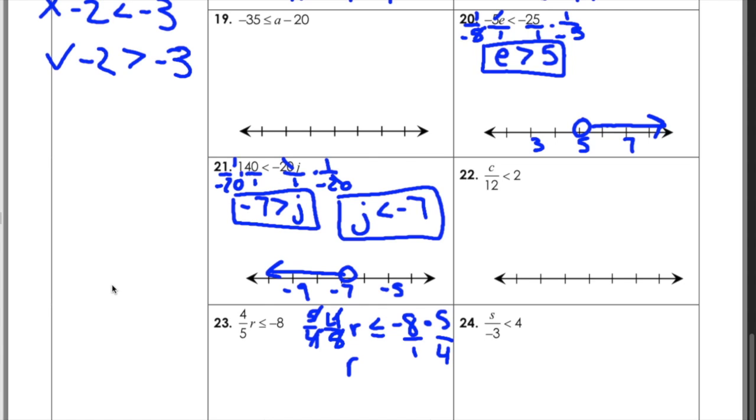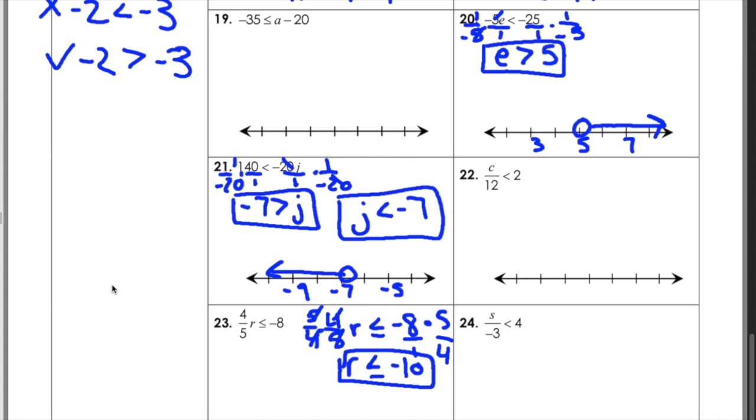Notice that yes, -8 is negative, but I'm not multiplying by a negative on both sides. Just because the number that's on one side is already negative does not mean we have to switch the inequality, because the number that I'm multiplying on both sides is positive. So we are going to leave this as less than or equal to. So I write less than or equal to -8 times 5 is -40, divided by 4 is -10. So r is less than or equal to -10. So we are not switching it because the 8 is negative. We would only switch it if the number we're multiplying on both sides is negative. And in this case, it's not. The number we're multiplying by on both sides is positive.